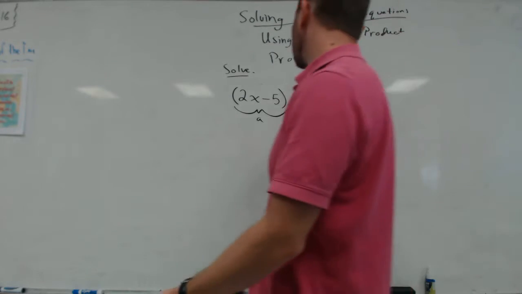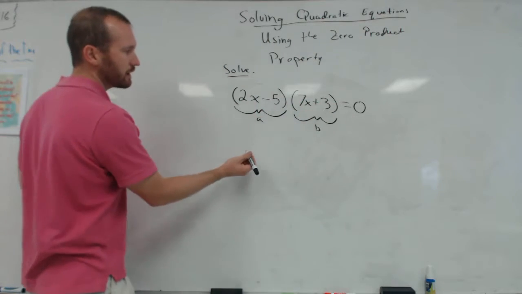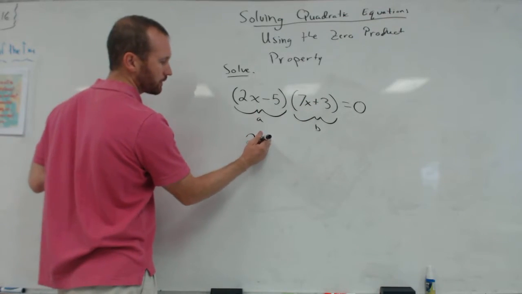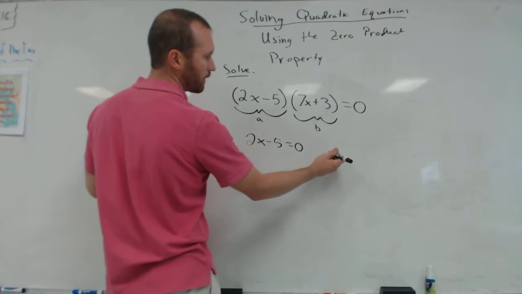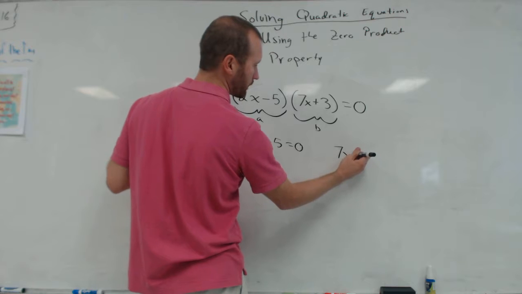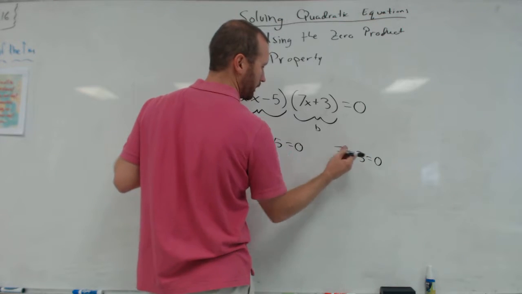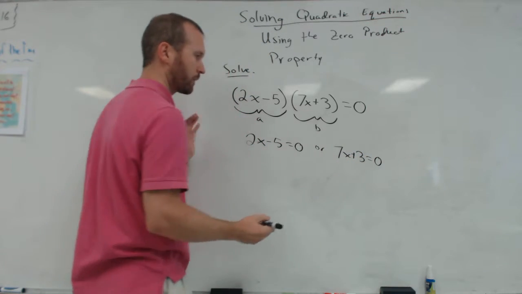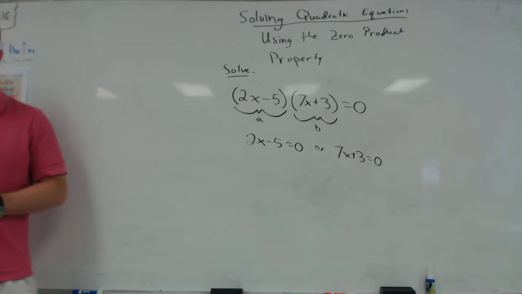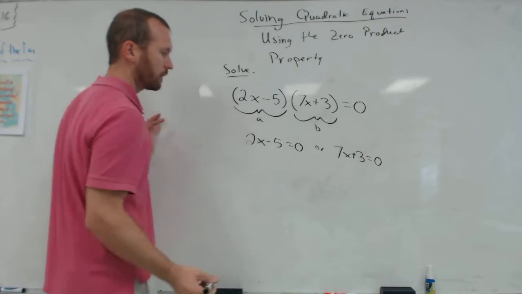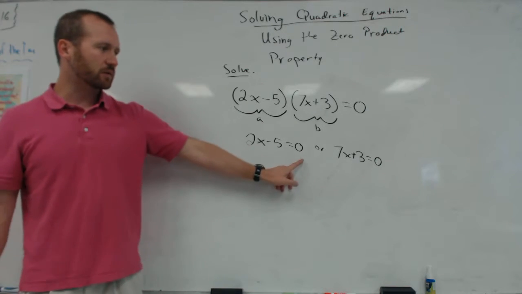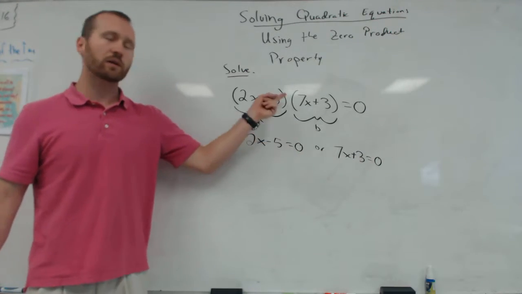So I just have to solve these. If A times B equals 0, then either A equals 0 or B equals 0, right? 2x minus 5 equals 0, or 7x plus 3 equals 0.